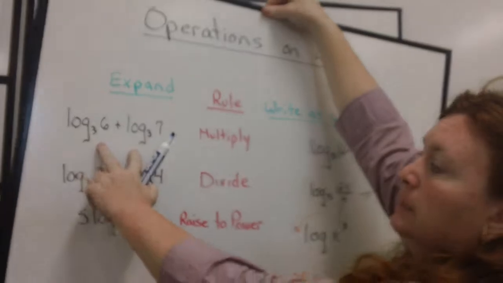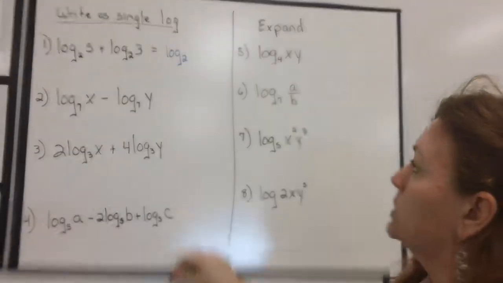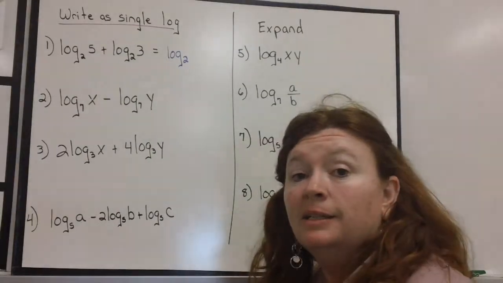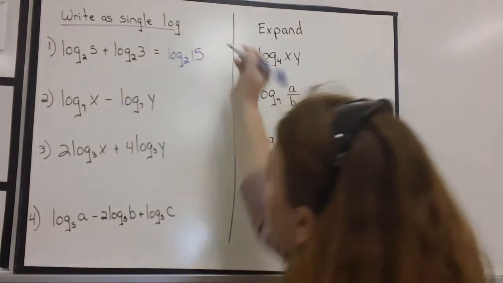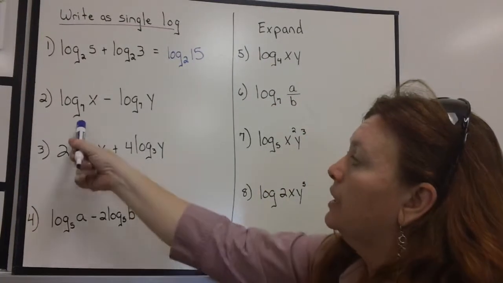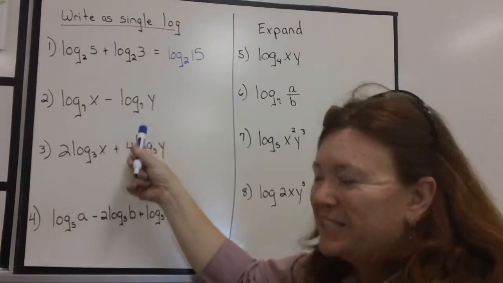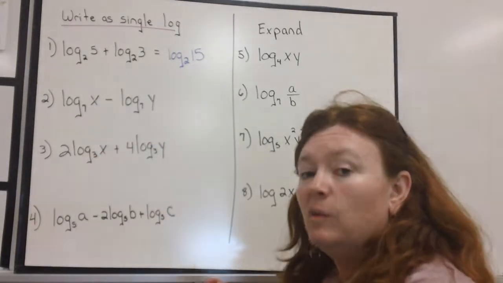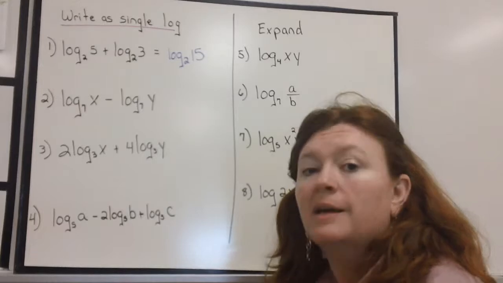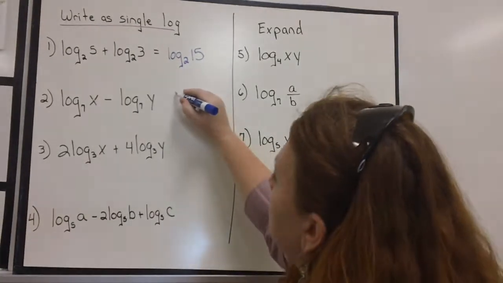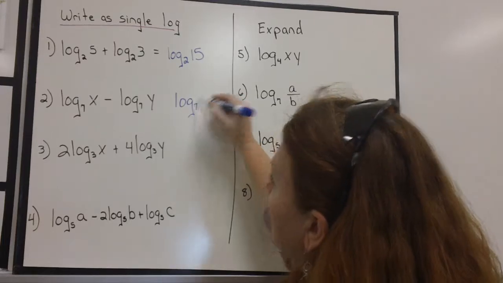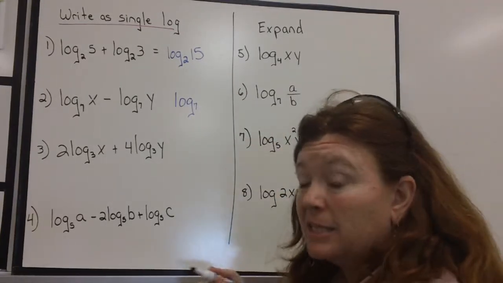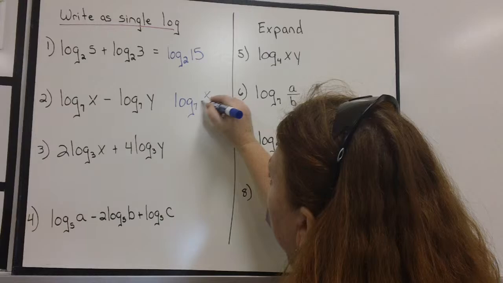When I'm adding, I multiply those values. So 5 times 3 is 15. This is equal to the log base 2 of 15. All right, log base 7 of x minus log base 7 of y. What do I do to the values? I divide them. So my answer is a single logarithm with a base of 7, and I take the x and y and divide them.